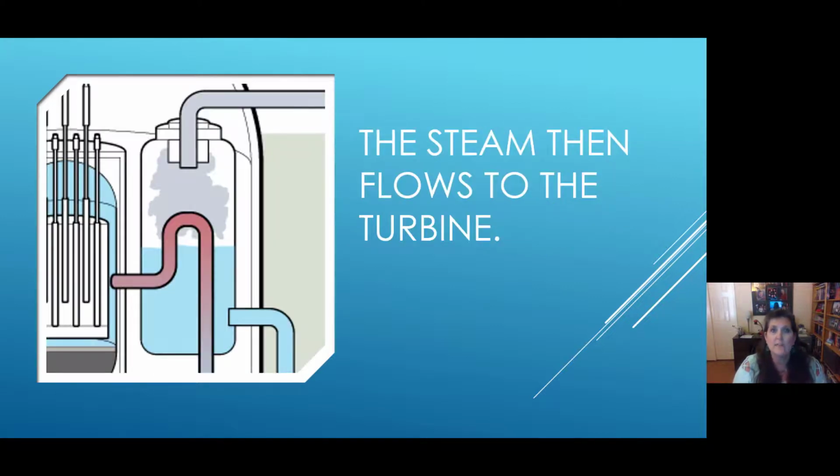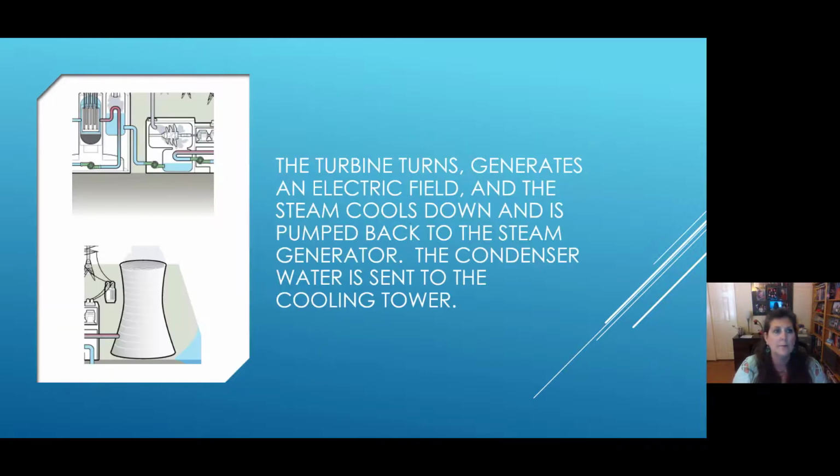So the steam then is that gray cloud. We make that water boil to steam, and then it goes through the pipe to the turbine. And then the turbine turns, generates electricity. The steam cools back down, is pumped to the steam generator. The condenser water is sent to the cooling tower, and that's what you see, the steam coming out of the cooling tower if you drive by a nuclear power plant.